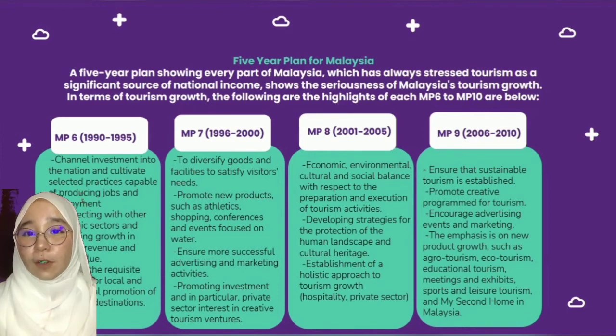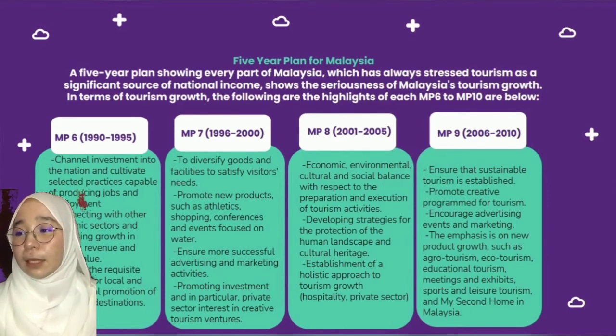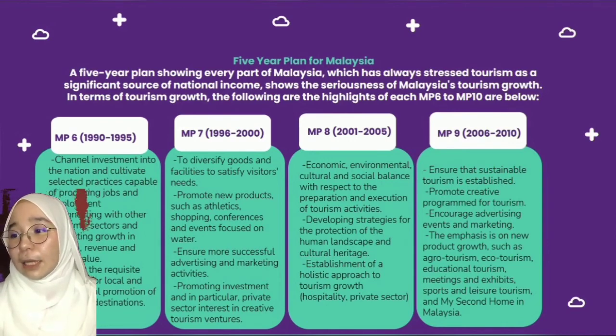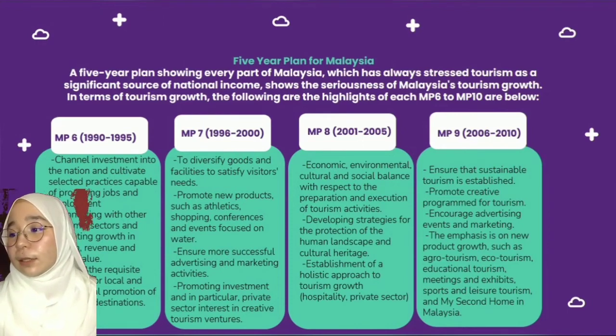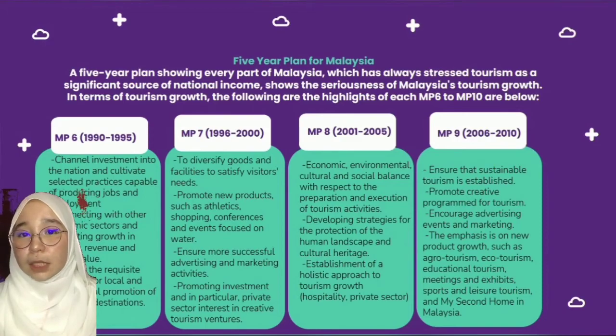Okay, next is MP9, which is 2006 until 2010. The first one is ensure that sustainable tourism is established. Promote creative programs for tourism. Encourage advertising, events and marketing. Number 3 is the emphasis is on new product growth such as agro-tourism, eco-tourism and educational tourism, meeting and exhibition, sport and leisure tourism and My Second Home in Malaysia.